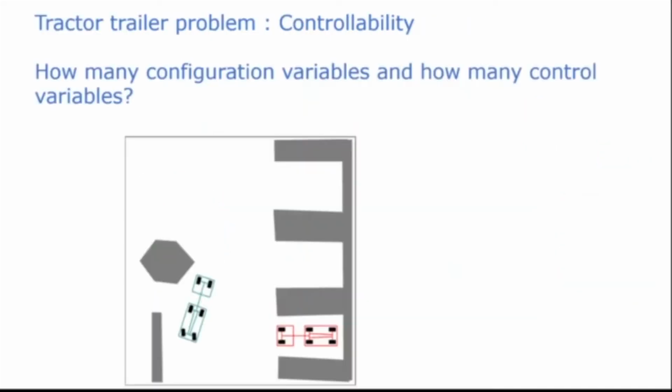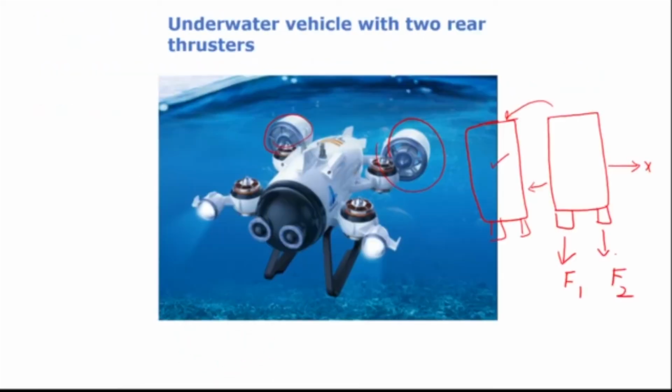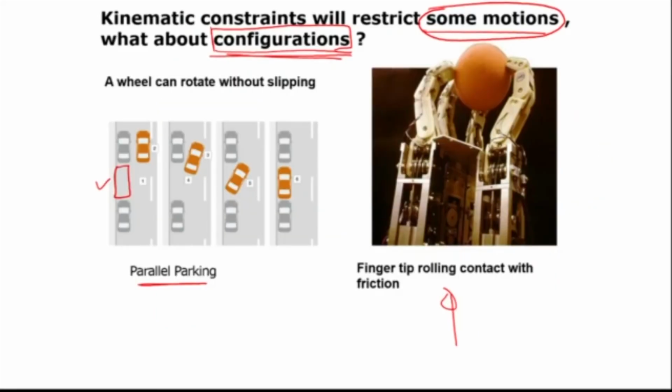Now, this is another example, the tractor and trailer problem. This is also a question of controllability. In the previous case, let me just go back here. We can ask the question of how many control variables are there and what is the degrees of freedom of the system. For example, let's go one step back here. This car has an X, Y and a theta. That means there are 3 degrees of freedom. However, the control variables are only 2.